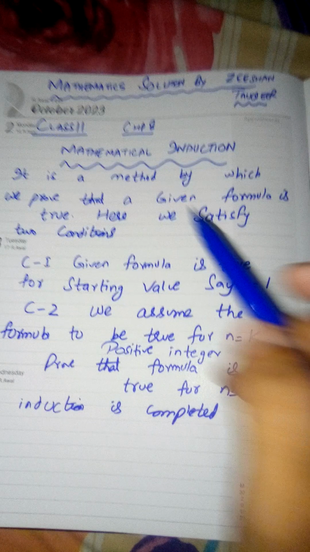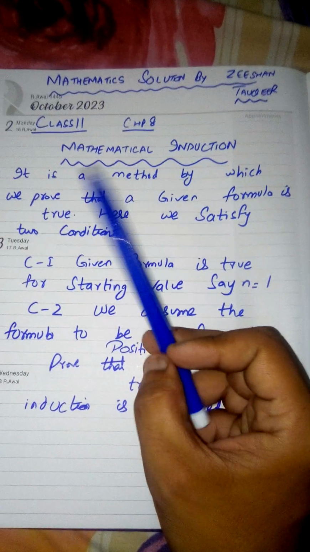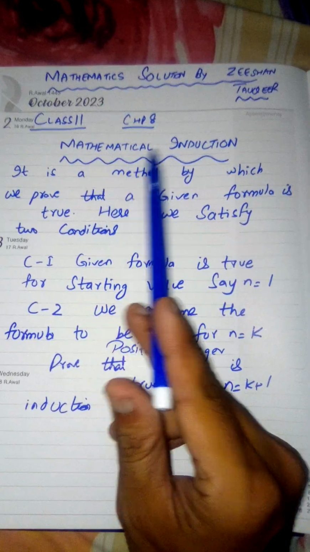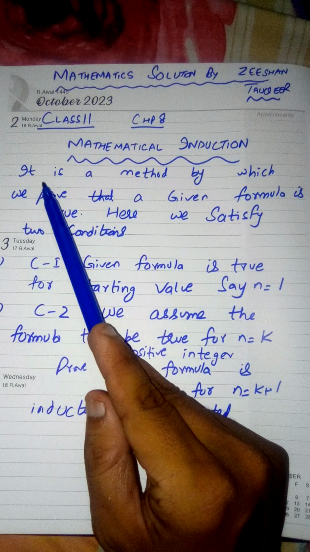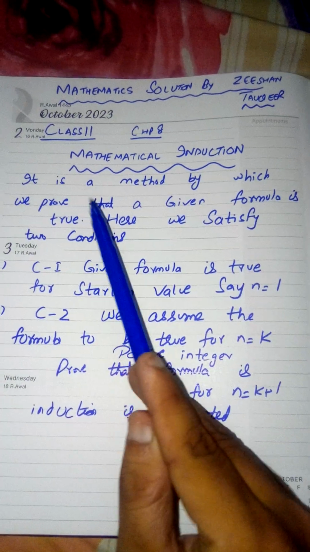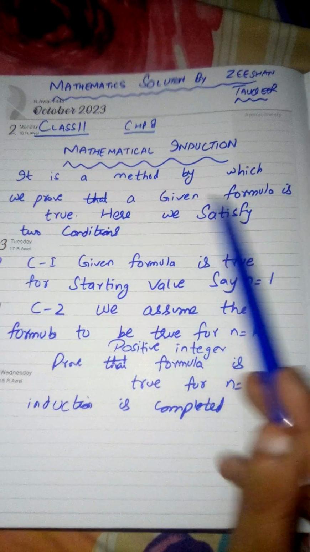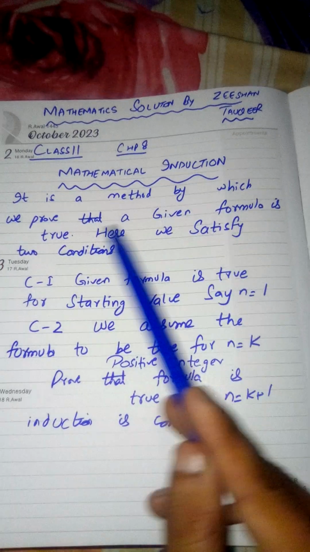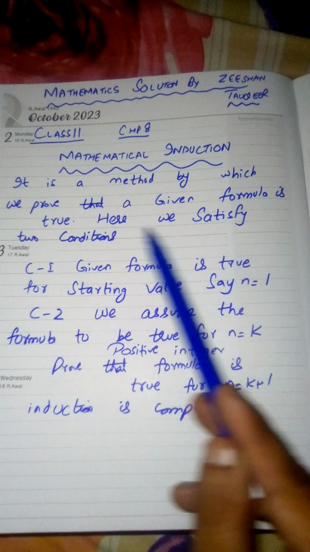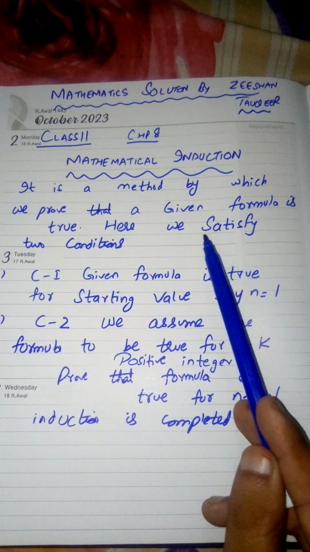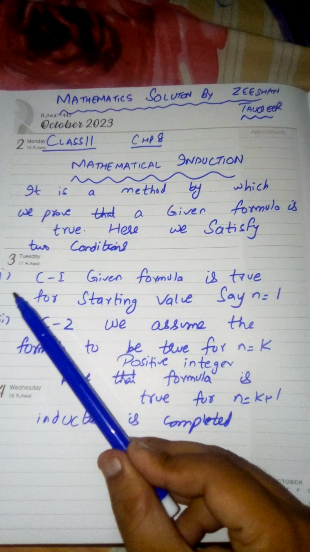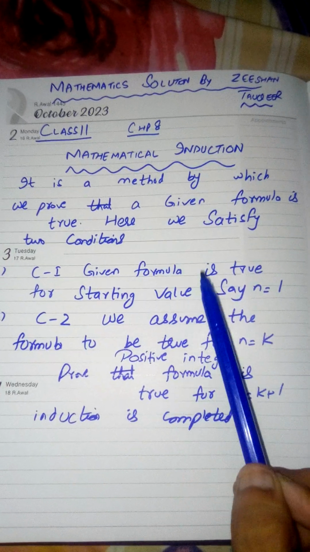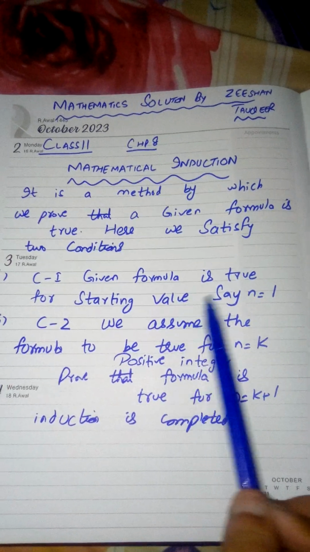Chapter 11, mathematical induction. It is a method by which we prove that a given formula is true. Here we satisfy two conditions. What is the condition? First, the given formula is true for the starting value n is equal to 1.